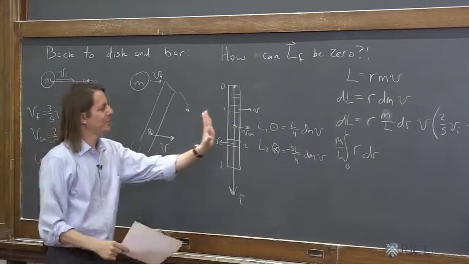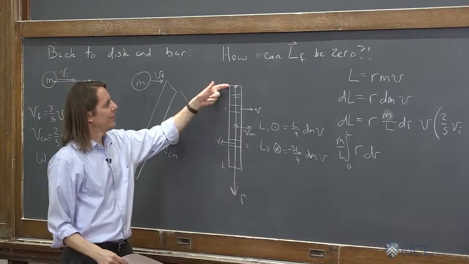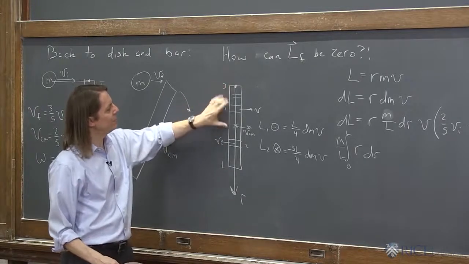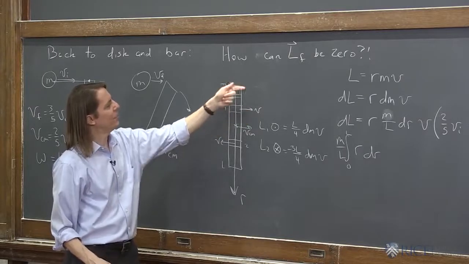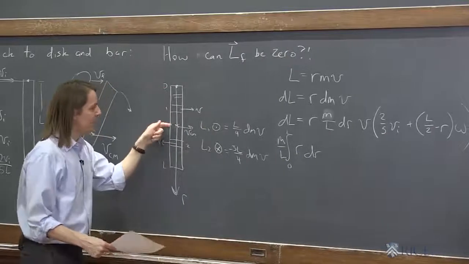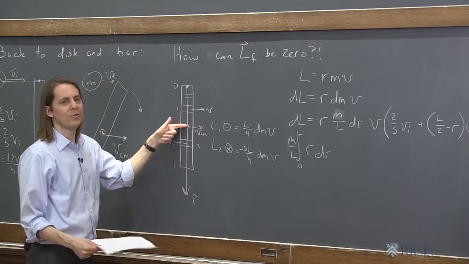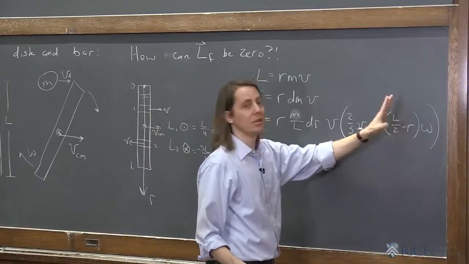Okay. So everything's moving at VCM. That's the 2/5 VI. Let's say you're at r equals 0. This element is a distance L over 2 from the center, and it's moving positive omega times that L over 2. Right, so that's what you get when you put in 0. If you're at L over 2, you get no velocity from the rotation. L over 2 minus L over 2 is 0, so you get nothing.